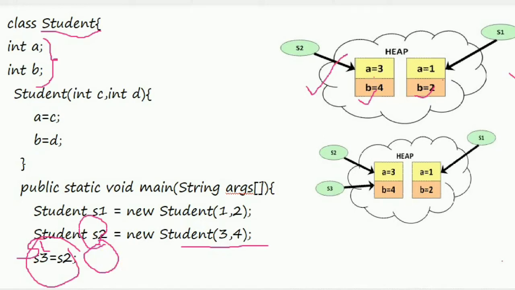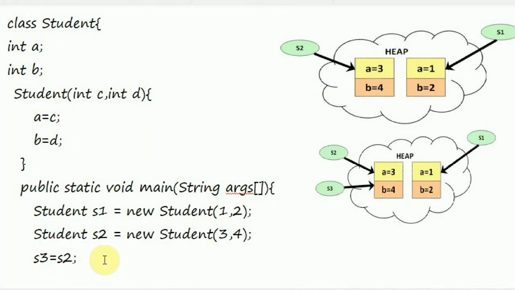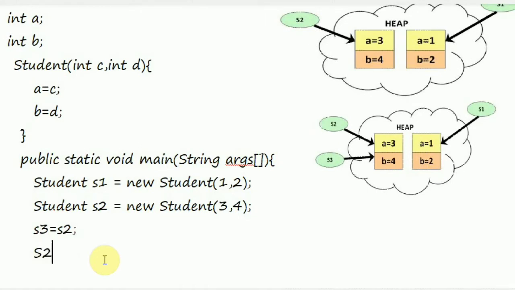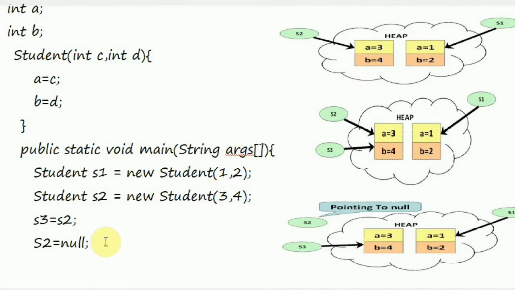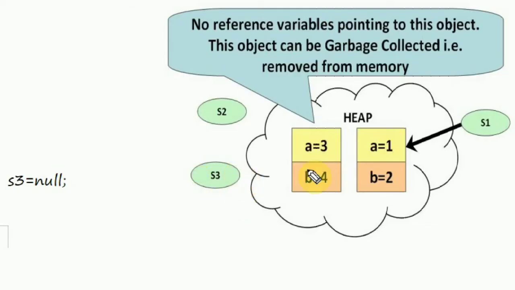Now say for example, I am saying S2 is equal to null. When I say S2 is equal to null, S2 is not holding this object anymore. So one reference variable has left the object where A is equal to 3 and B is equal to 4. Now say again that I am saying S3 is also equal to null. Now S3 also left the object.